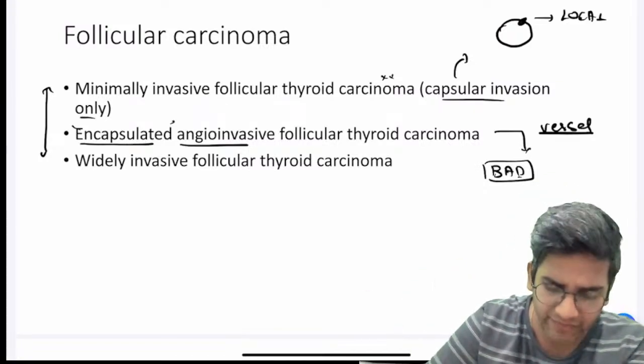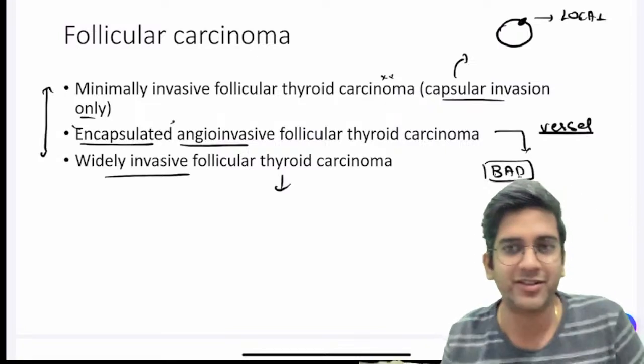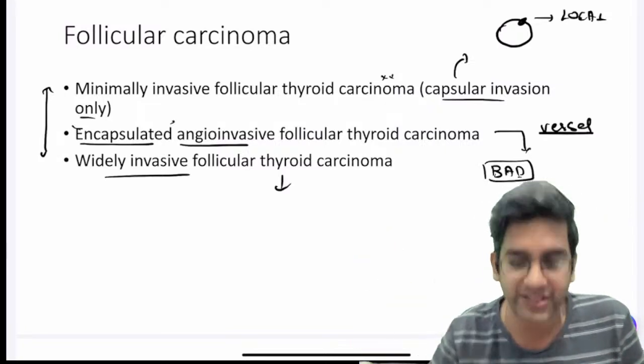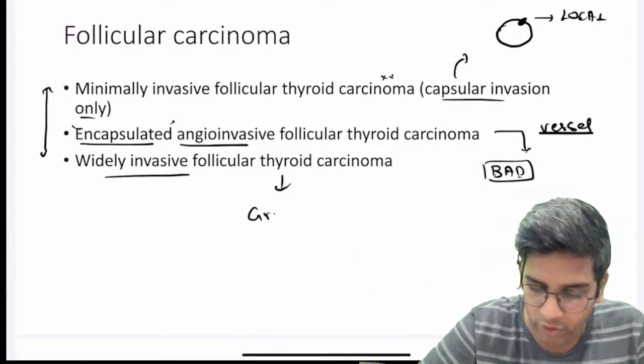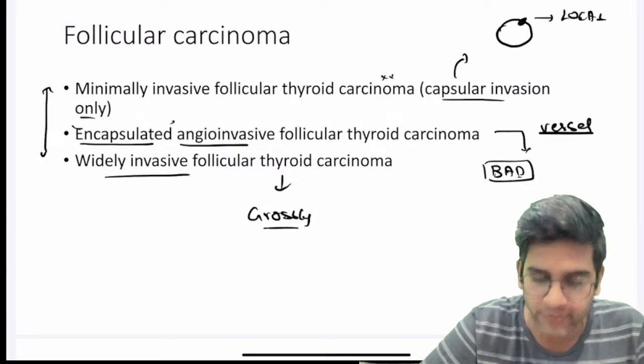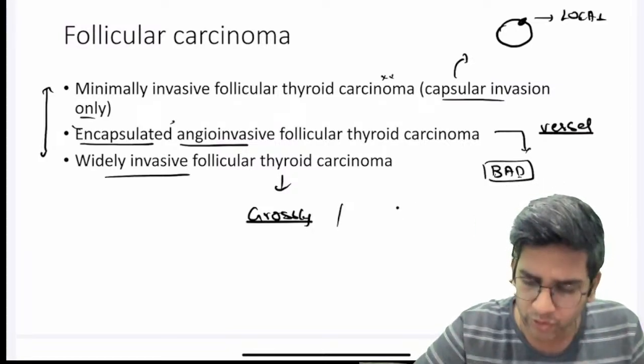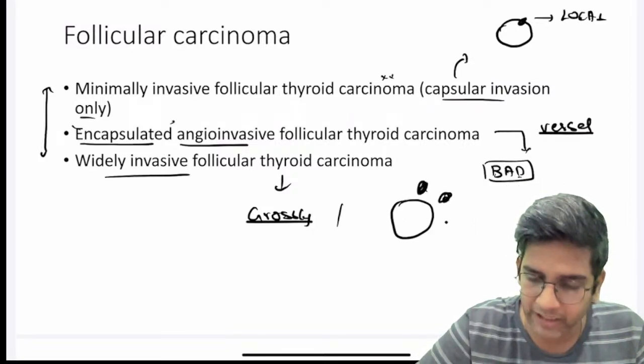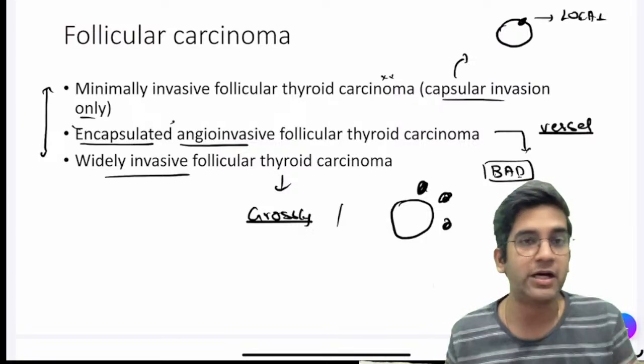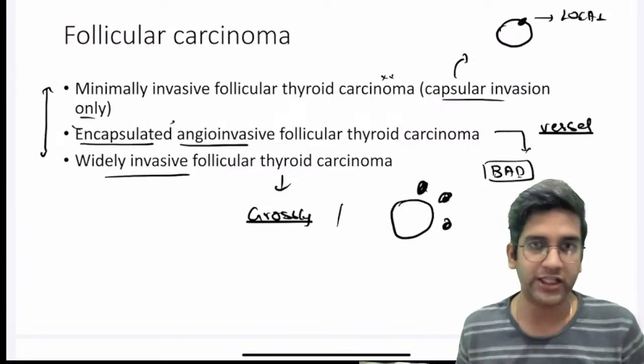And when they say widely invasive, I need not struggle. I can directly say, yes, it's an invasive thyroid cancer. Maybe I can see it even grossly. It's extending outside the capsule and going to the adjacent structure. Or when you look under the microscope, I know for a fact, okay, I have multiple nodules here, very well demarcated, widely invasive follicular carcinoma thyroid.